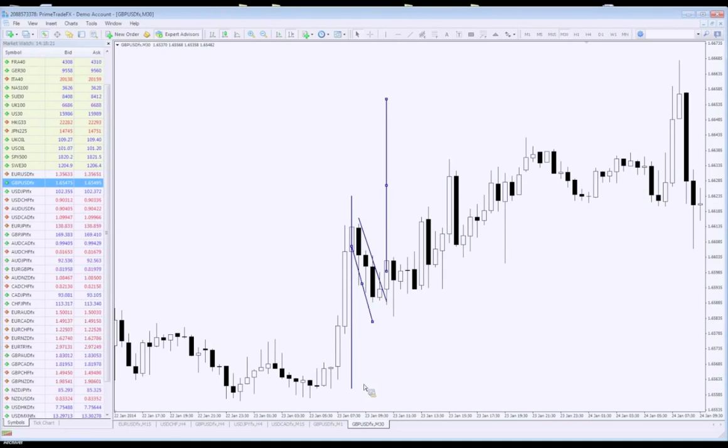So, just for your own psychology, I really want you to understand that if the flag took 2.5 hours, expect 2.5 hours to pass before you get your profit. Can it happen sooner? It absolutely can. Does it happen sooner? Most of the time, no.